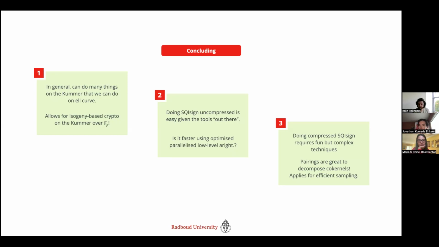And there you really are going to need these pairings. They're great to decompose co-kernels in general, but that applies very concretely to this efficient sampling of points on a Kummer surface. And that's actually all that I wanted to tell you. And I see that actually it's precisely 6 o'clock, so that's pretty good. So if you have any questions, feel free to unmute yourself or to ask them in the chat.